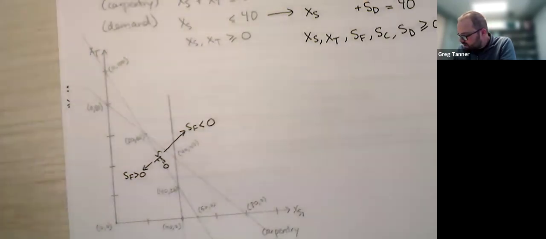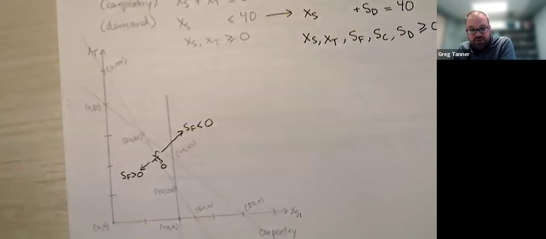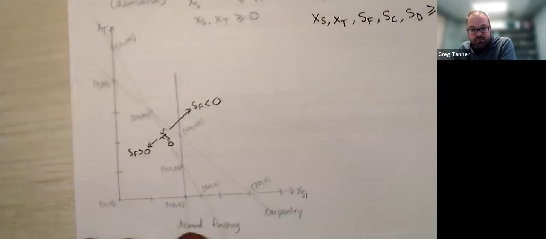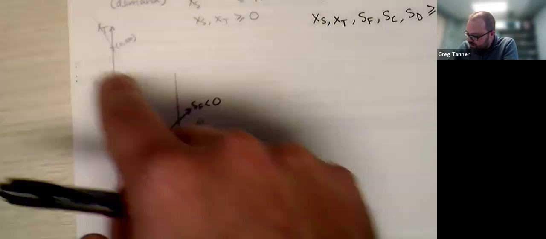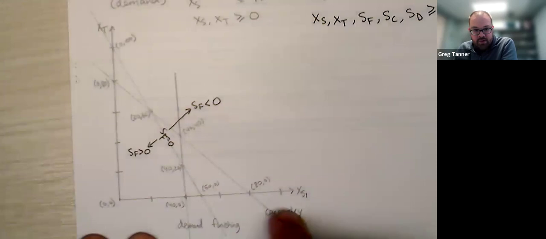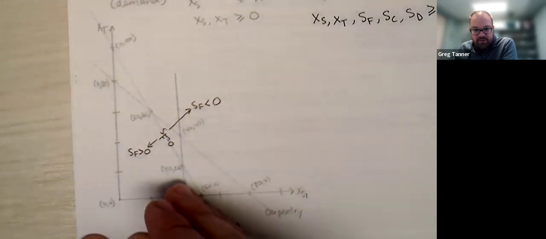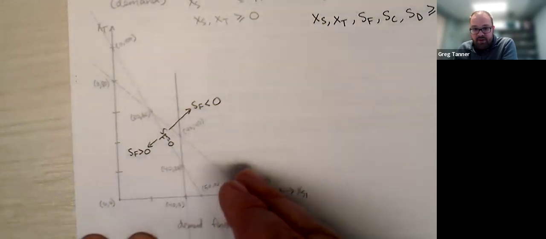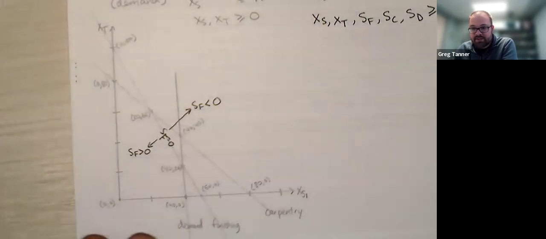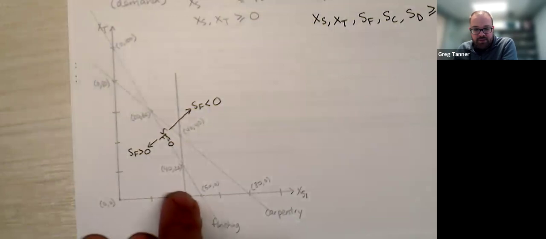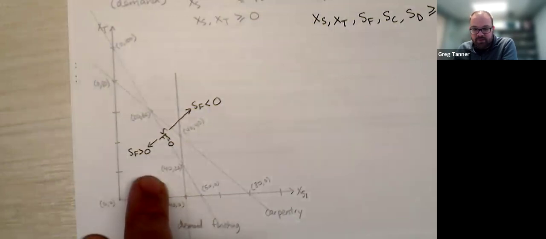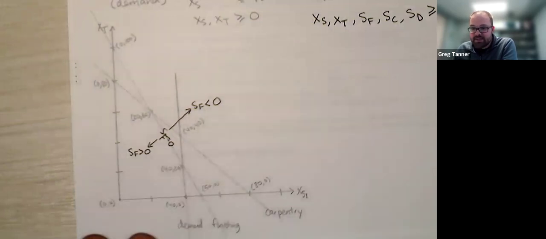Okay, and we could do the same thing for each of the other constraints as well, the demand constraint and the carpentry constraint. Along this line, SC is 0. If we're below that line, SC is positive. If we're above that line, SC is negative. Similar with demand, if we're on it, SD is 0. If we're to the left of it, SD is positive, and if we're to the right of it, SD is negative.